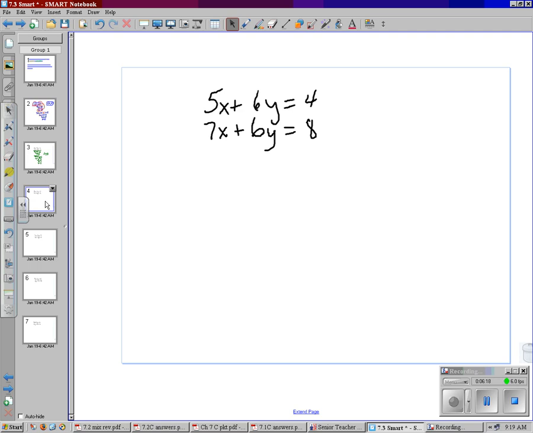All right. Here's another one. We have 5x plus 6y equals 4 and 7x plus 6y equals 8. Now, take a look at this. Does anybody have an issue with this system? Christine? None of them cancel out. Ooh, none of the variables cancel out.